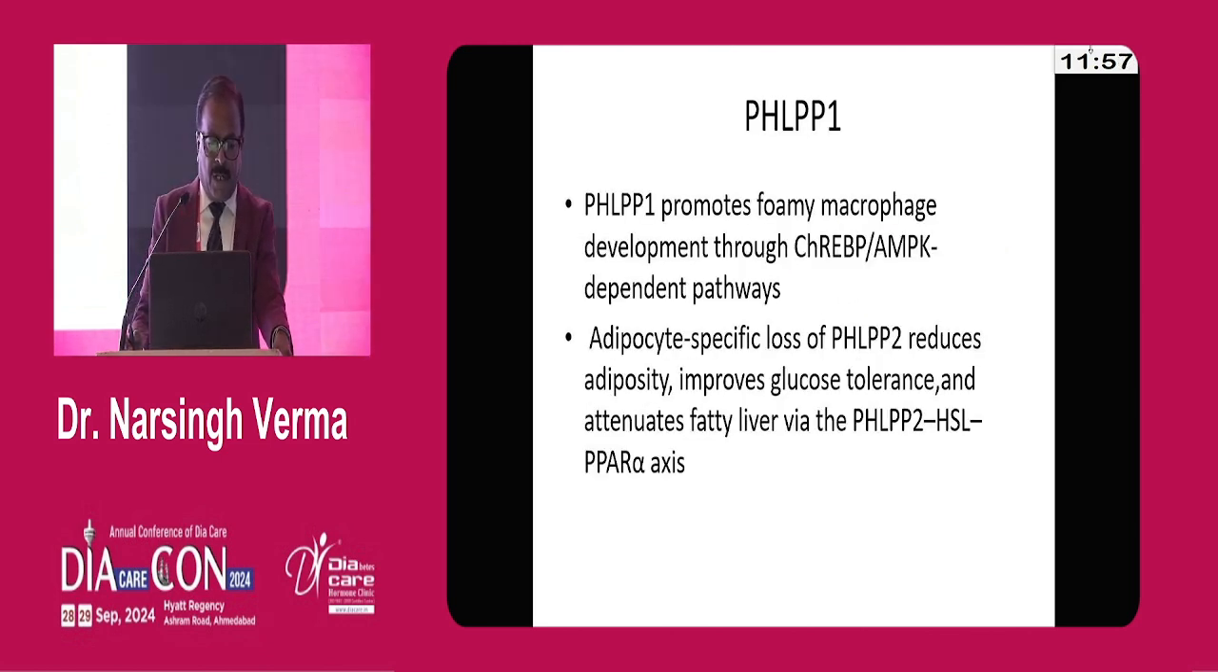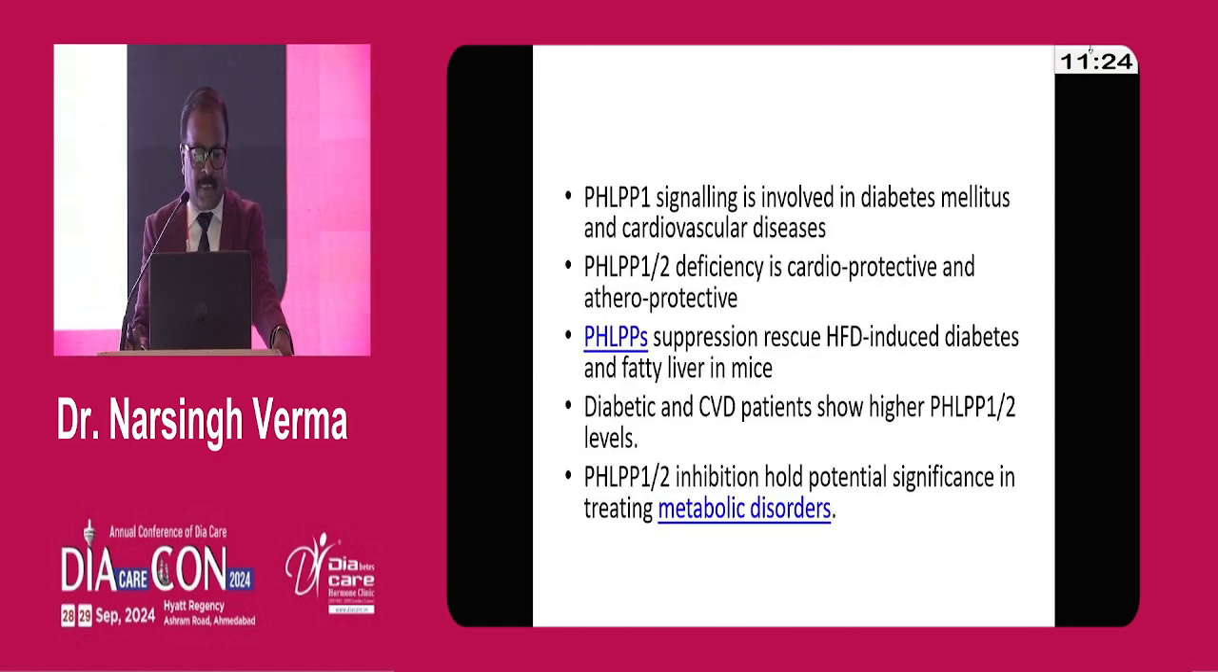PHLPP1 promotes foamy macrophage development through various mechanisms which have been studied. So basically the foam cell formation creates a lot of risk factors, and adipocyte-specific loss of PHLPP2 reduces adiposity, improves glucose tolerance, and attenuates fatty liver. So this has been seen. That again signifies that this mechanism is helpful, and if we can find some molecules which can act on that, we can reduce the burden of the diseases as well.